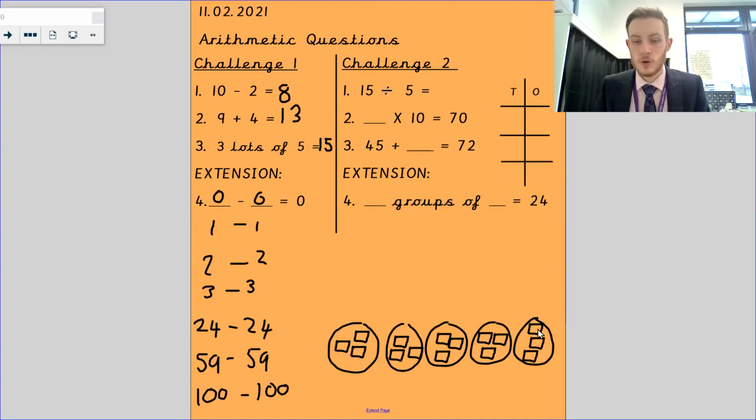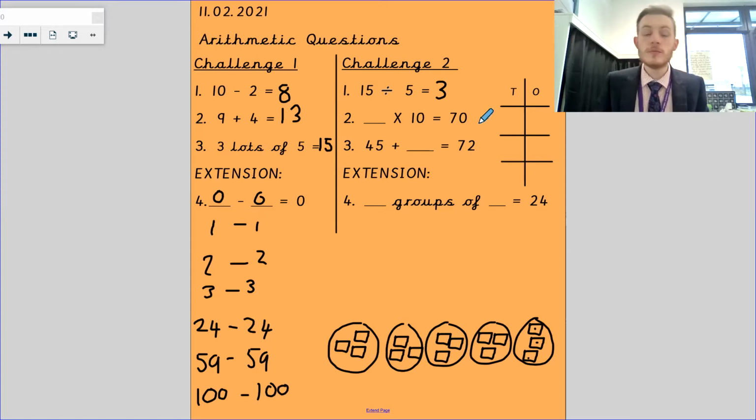I've got 1, 2, 3. I've got 3 in each group. 1, 2, 3. And I don't need to count the rest because I know that I've shared equally. 15 divided by 5 is 3 in each group. 15 split into 5 groups is 3 in each group. Good sharing, well done. Something times 10 is 70.